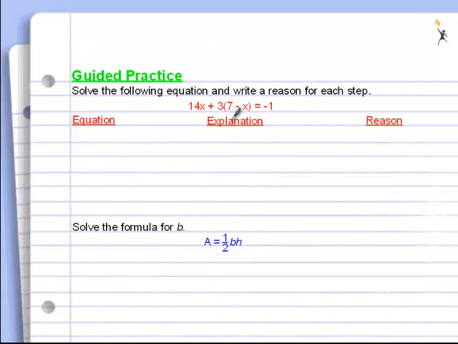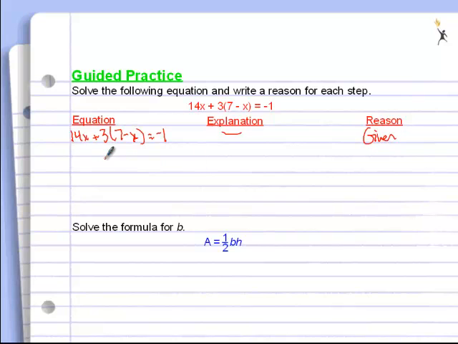Let's look at this problem here. 14x plus 3 times 7 minus x equals negative 1. We're going to go through and solve this using the different mathematical properties that you should already know. Let's start off with what's given. 14x plus 3 times 7 minus x equals negative 1. We don't need an explanation because that's just the given.